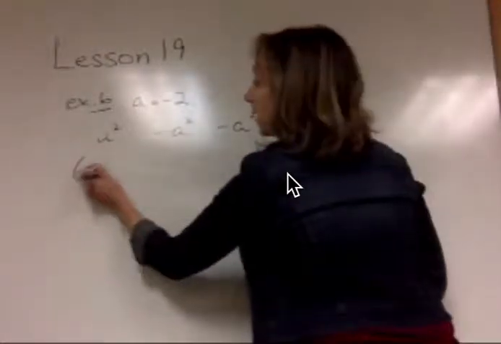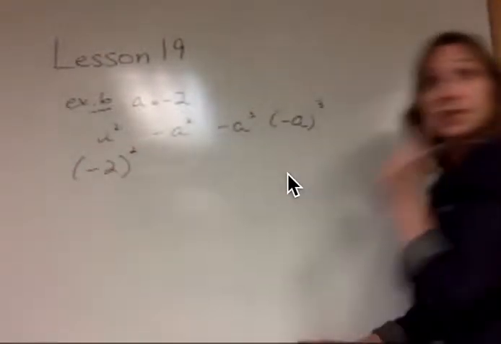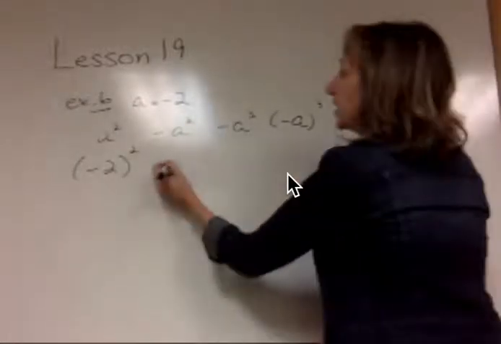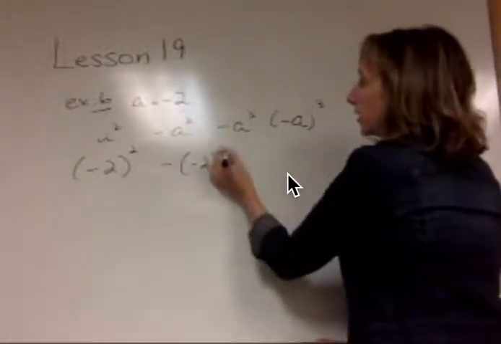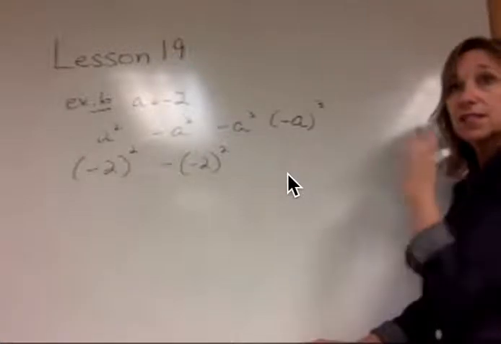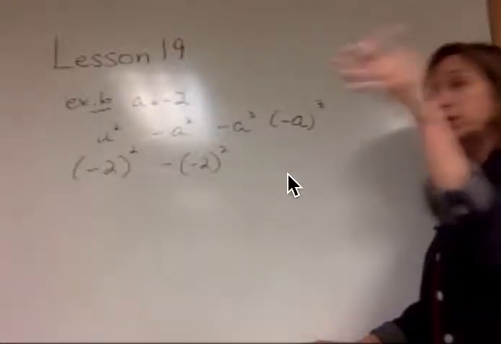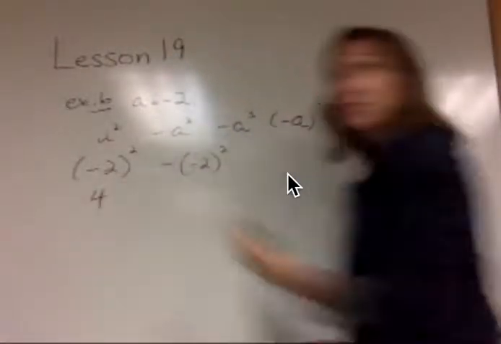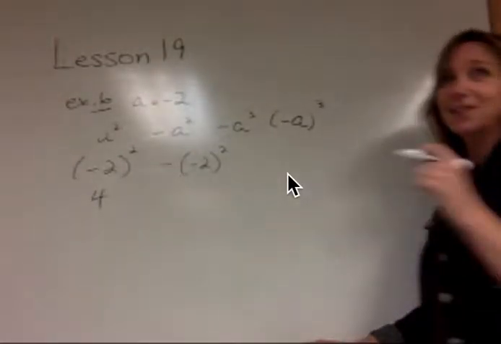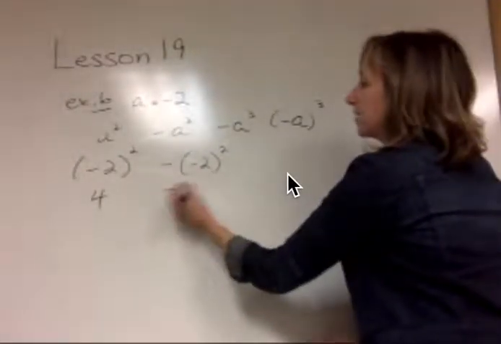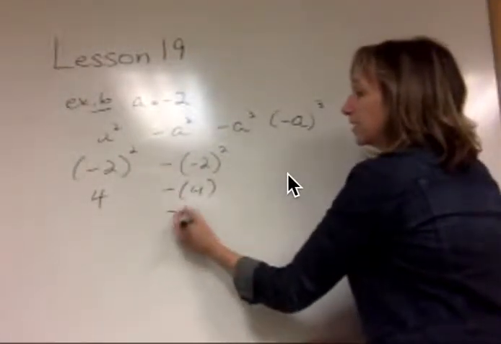So we're going to do (-2) squared. See how I'm putting parentheses? So we're going to get -2 squared. Do you guys see the difference? Put the phone down. Sorry. Oh, that was on video. But I said that. Okay, so this is going to be 4. And the other one is going to be -4.